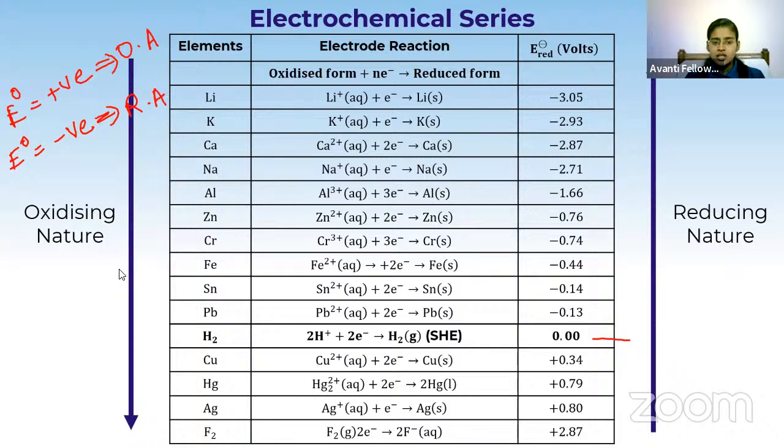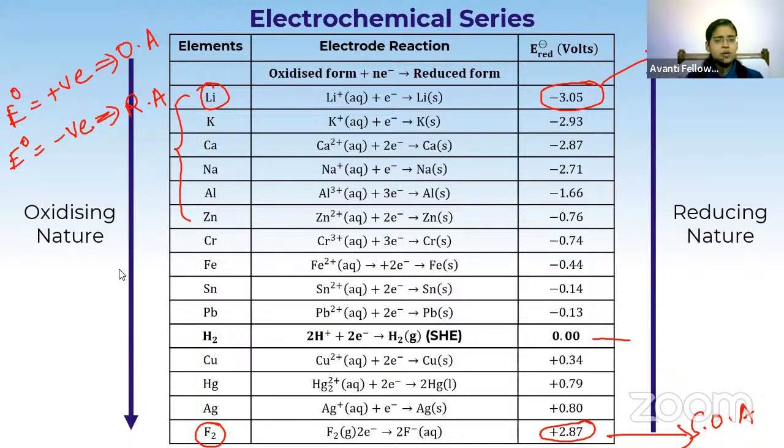Here you can see that the E naught value of fluorine is higher. It is having plus 2.87. So fluorine is a strong oxidizing agent. And here lithium. Lithium is having the least value, minus 3.05. So it is a strong reducing agent. Mostly all alkali metals will fall here. All alkali metals will act as a reducing agent, and fluorine, silver, mercury, copper, they are acting as strong oxidizing agents. This series is called the electrochemical series.